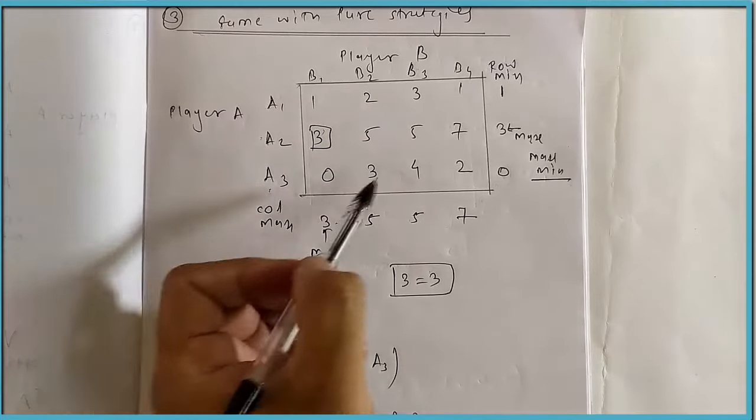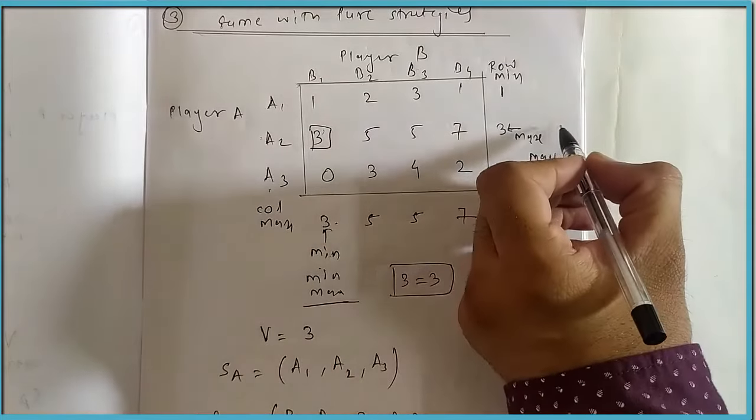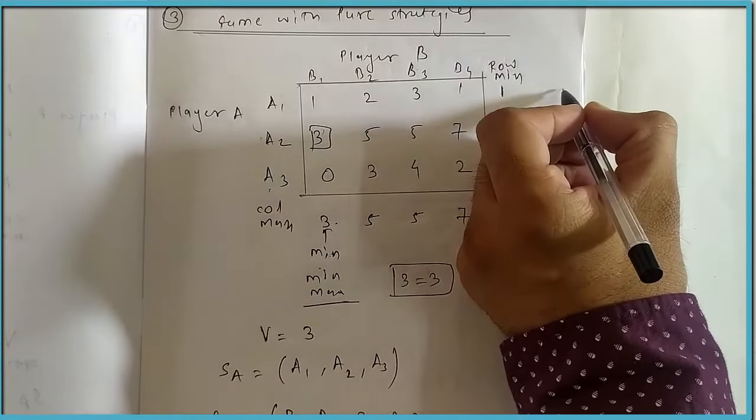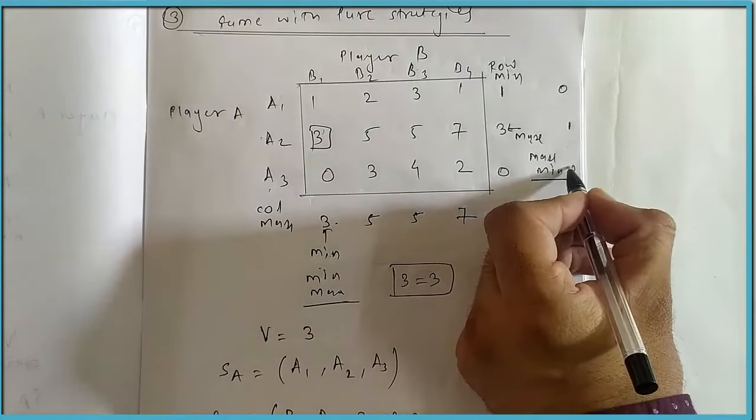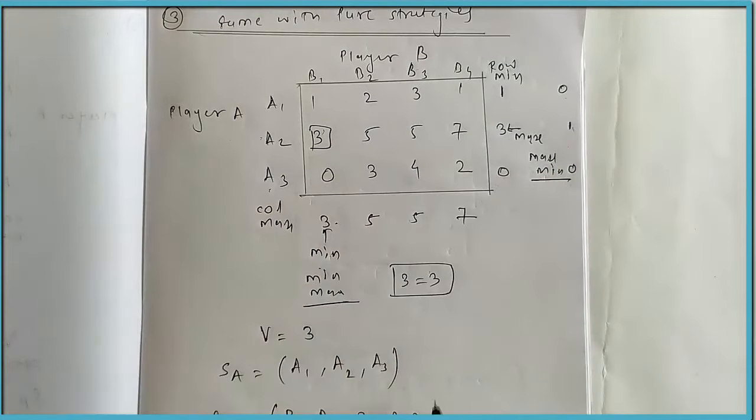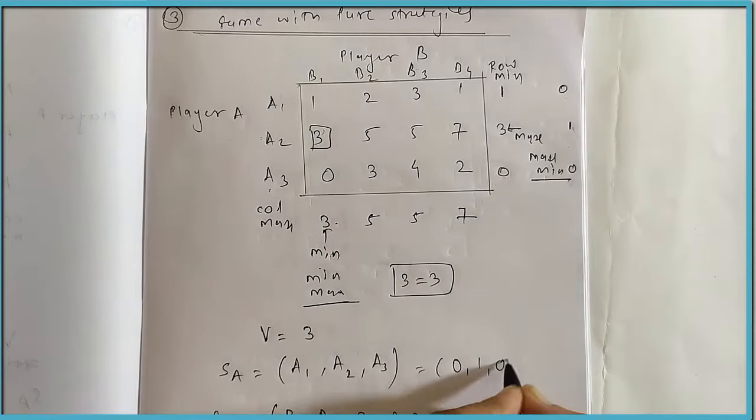Now look at the player A. We have selected this strategy A2. Therefore here we will mark 1, and we have ignored A1 and A3, 0. Therefore 0, 1, 0.